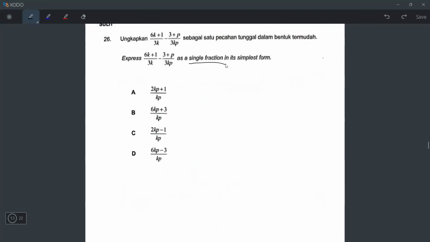Express this thing as a single fraction in simplest form. So let's write it down. 6k plus 1. Okay, first of all, if you want to express a single fraction, you have to make the denominator the same. You have to make the pembawah same. So this is 3k, this is 3kp. So I can make them the same just by taking this times 3. But I also have to make sure atas pun kena darab benda yang sama. So it'll be 3kp. And then this will be p times 6k, which is 6kp. And then p times positive 1, which is p, minus the 3 plus p over 3kp.